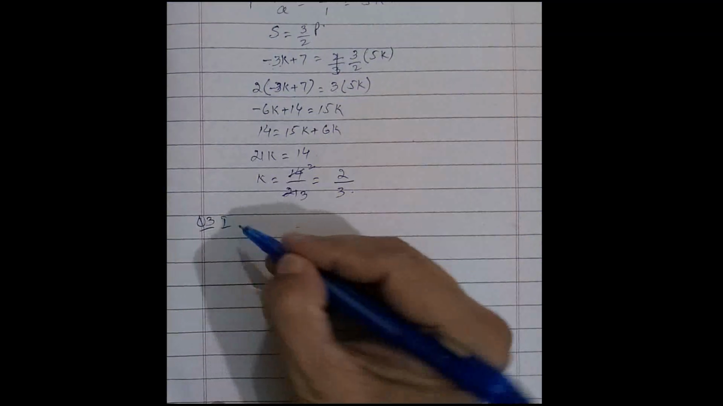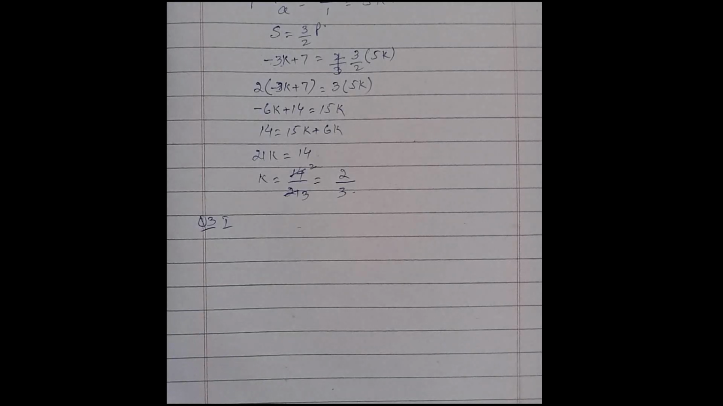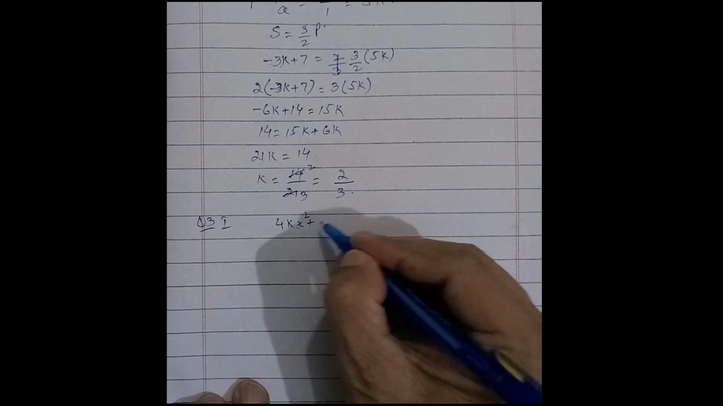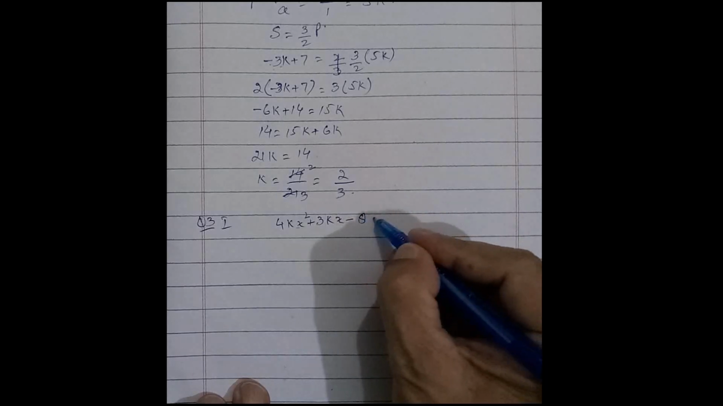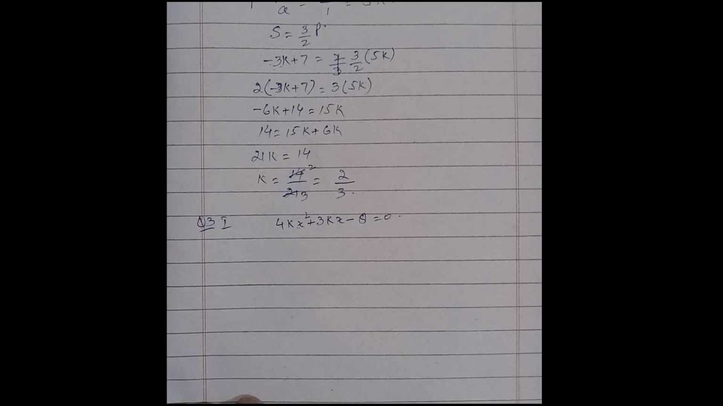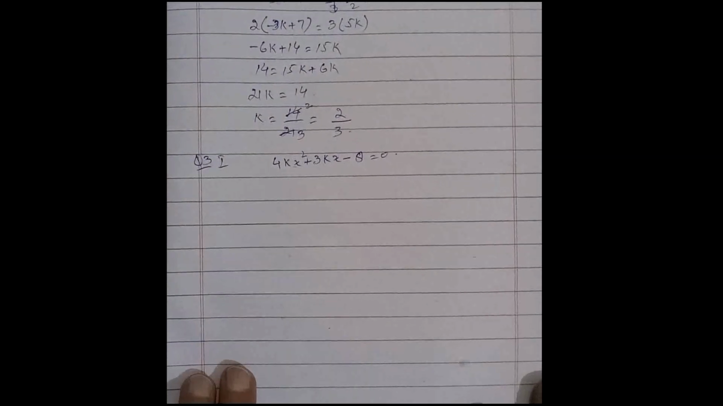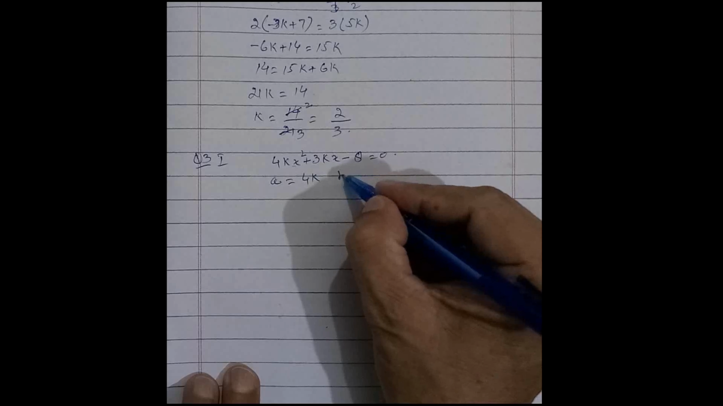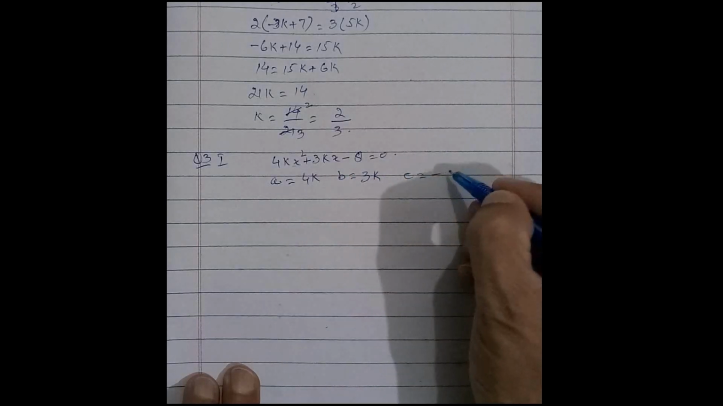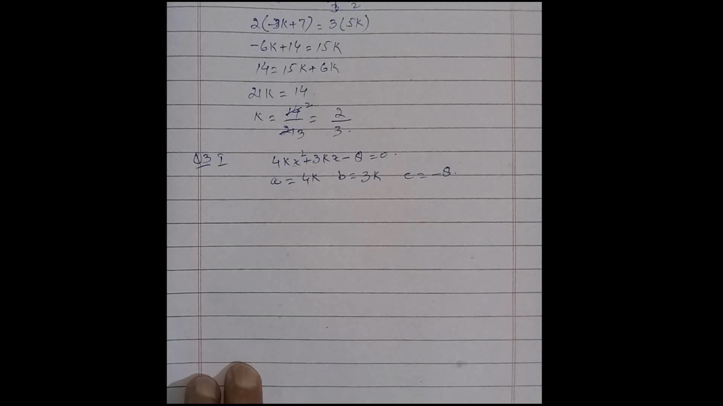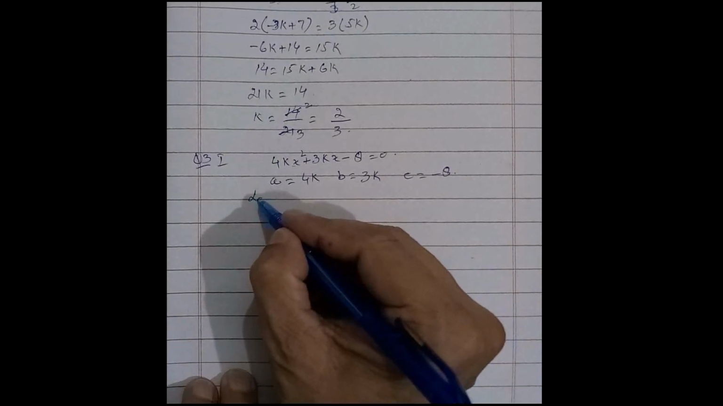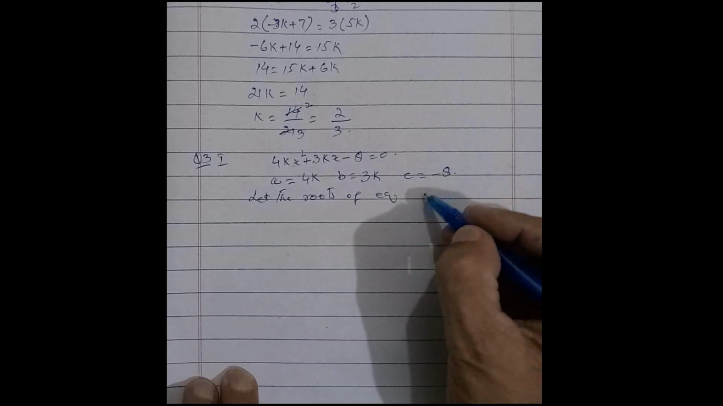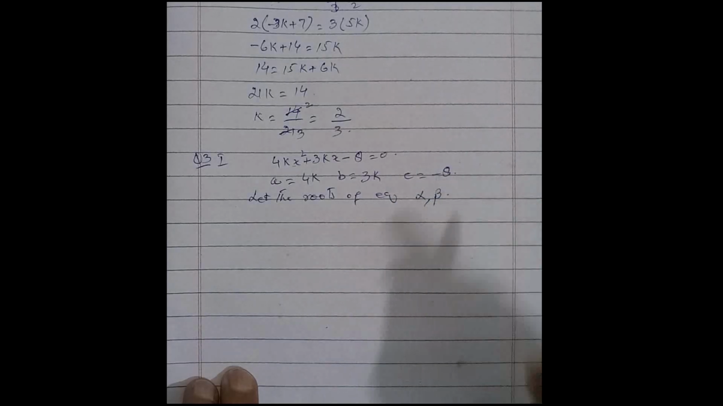Question 3 has 2 parts. The first part is the sum of squares of roots of the equation 4kx² + 3kx − 8 = 0. This is a quadratic equation. First we take a = 4k, b = 3k, and c = −8, and let the roots of the equation be alpha and beta.